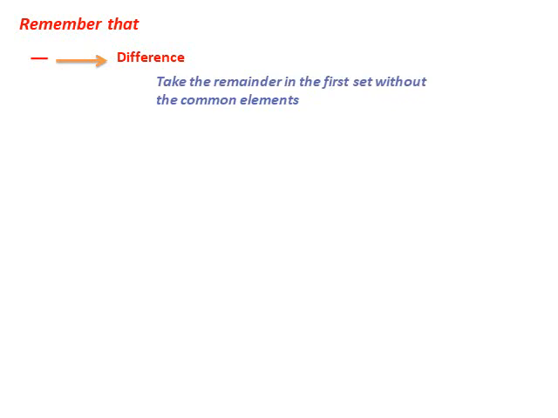Okay. What about else? Do you remember that? What's this? Yes, it's difference. Mister, in difference, it says take the remainder in the first set without the common elements. Mister, what is the meaning of that? I can't understand. So let's take an example to understand it. If I have two sets like that, 5, 6, 7, and 5, 3, and 2, it says take the remainder in the first set without the common.